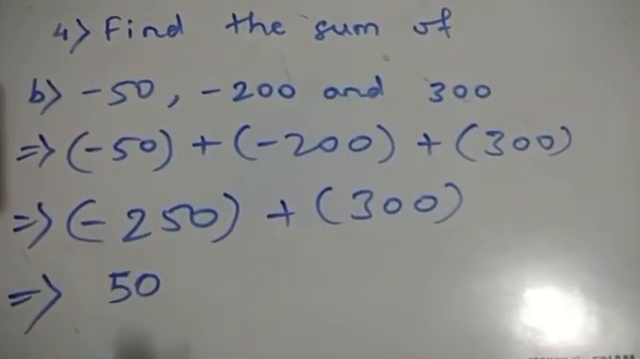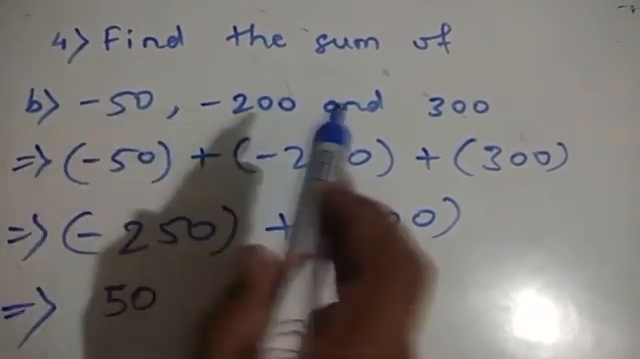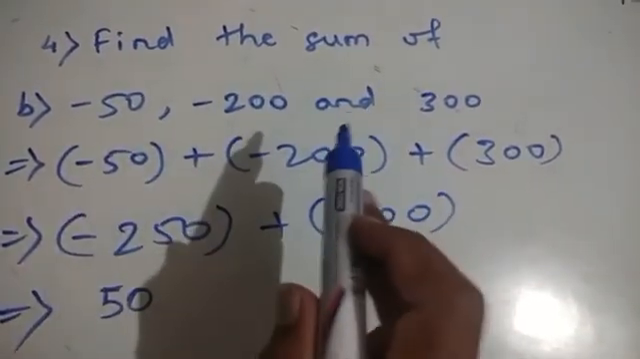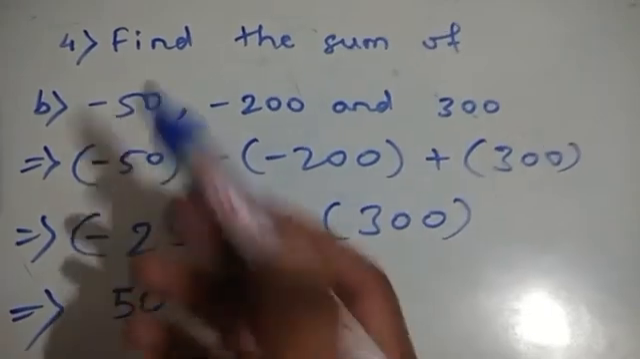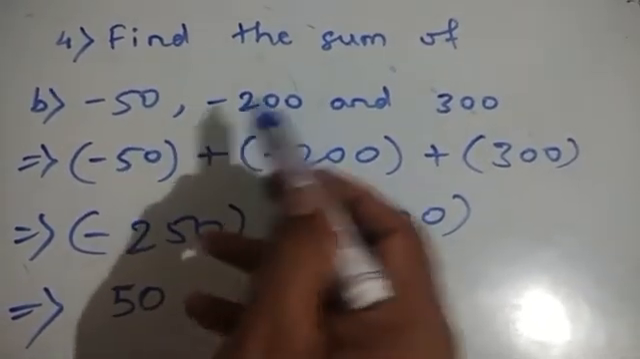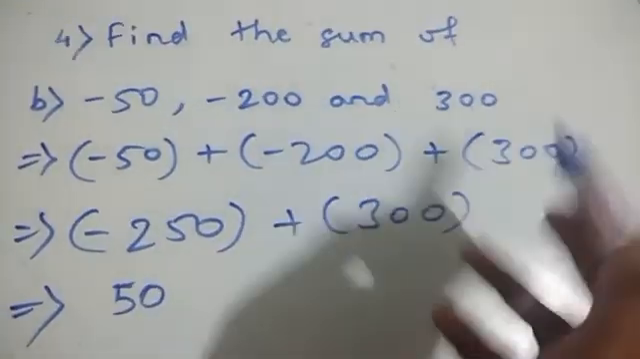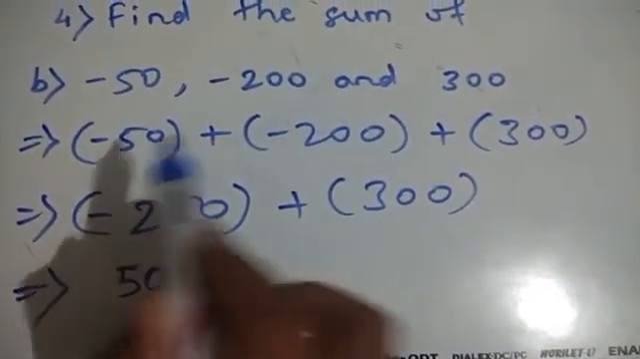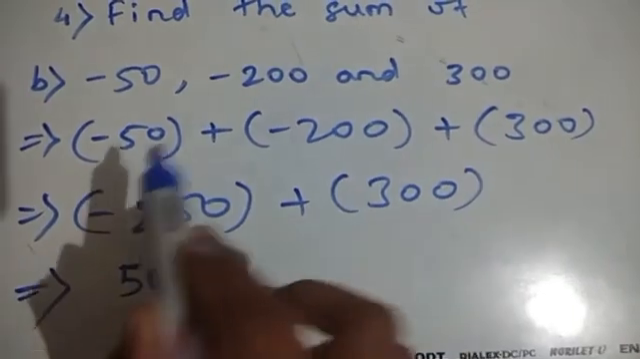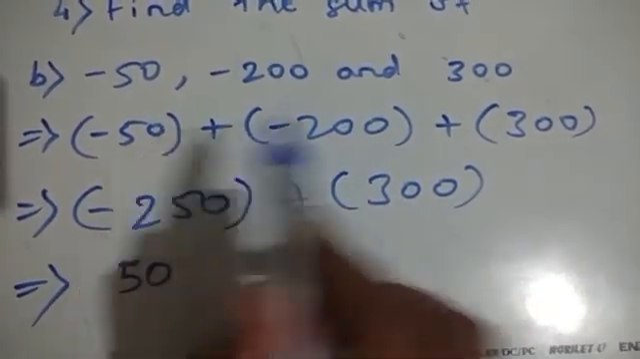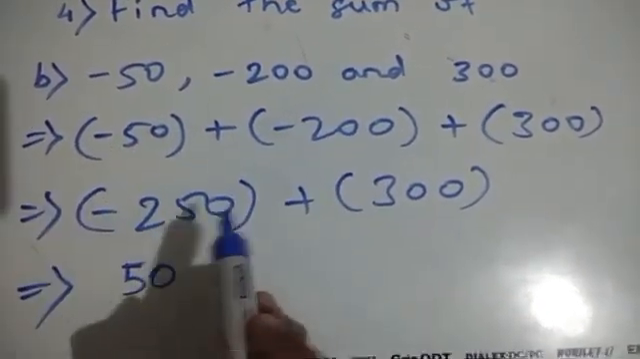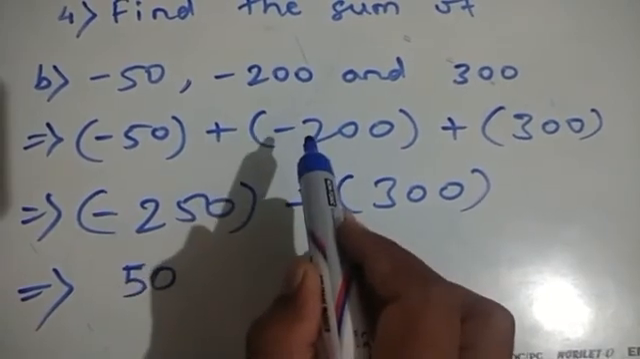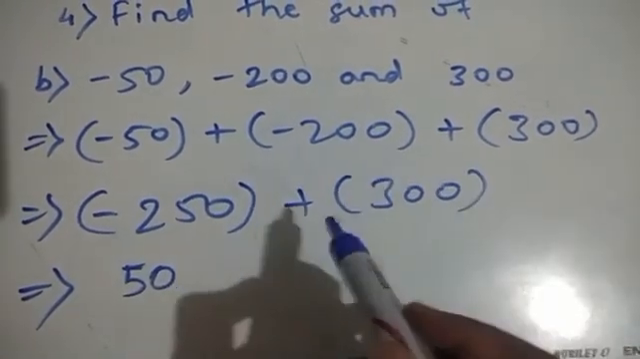Now see one more example. Find the sum of minus 50, minus 200 and 300. So write here minus 50 plus minus 200 plus 300. Now take first two integers. Here minus 50 and minus 200 we have. Both the integers are negative, we need to add them. 200 plus 50, 250. Answer will carry sign of the greater number. Okay, now plus 300 as it is.